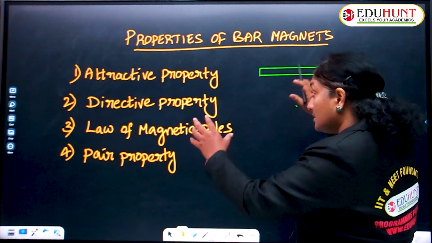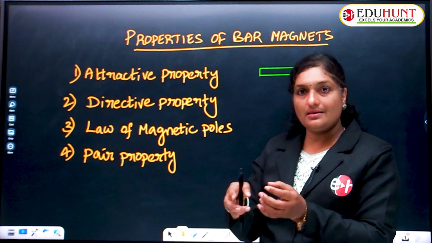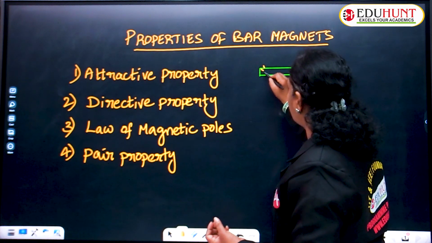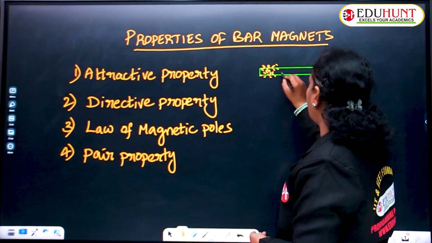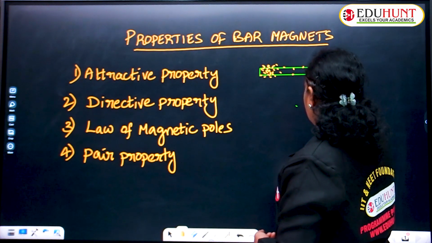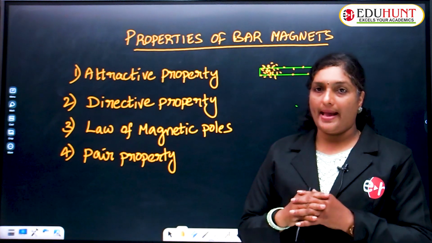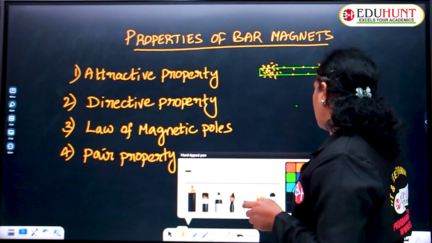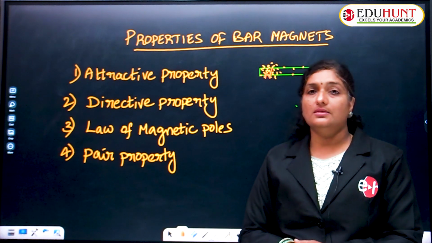whenever this bar magnet is kept inside a heap of iron pieces or iron filings, a large number of iron pieces will get attracted at the ends of this bar magnet. Very few get attracted at the middle, but a large number get attracted at the ends of that magnet. These ends are called the poles of the bar magnet. One is named the north pole, the other is named your south pole.